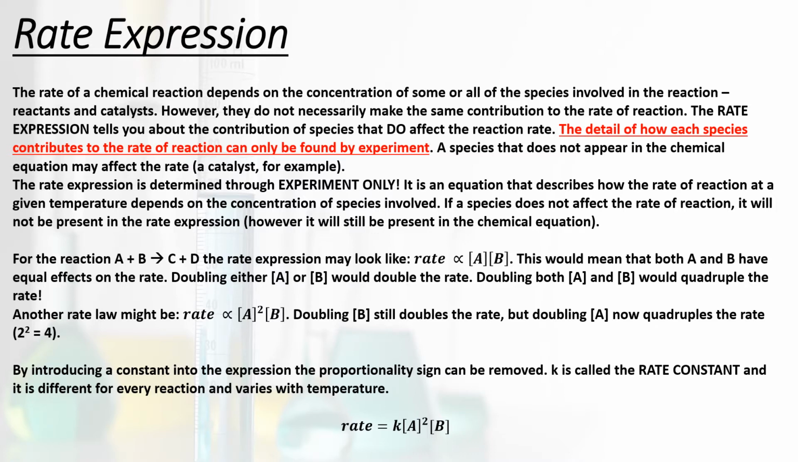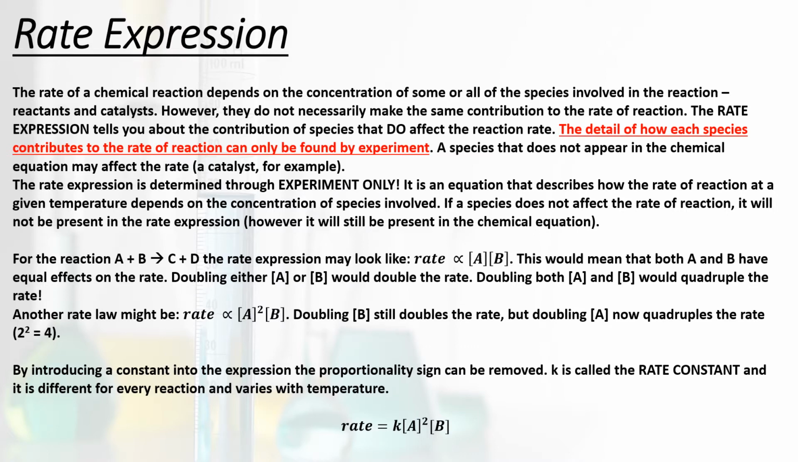It's an equation that describes how the rate of reaction at a given temperature depends on the concentration of species involved. One of the key things there is a given temperature, because remember that temperature also affects rate of reaction. Typically, if I increase temperature, I get an increased rate of reaction. And we saw in the previous video why an increase in temperature leads to an increase in the rate of reaction.